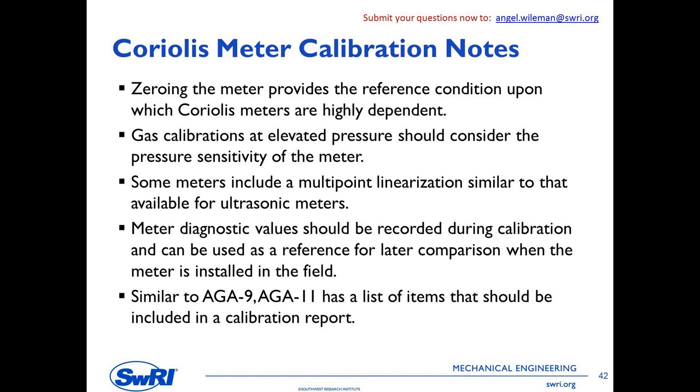Calibration notes: I just said zeroing is important, pressure is important. Coriolis meters, some manufacturers now also include the multi-point linearization. All of them include a single factor linearization. Like ultrasonic meters though, Coriolis meters have diagnostics. You should record those. The gain levels, that kind of thing, need to be taken into consideration so that later on you can tell whether the meter is still working properly. And like AGA 9, AGA 11, which applies to Coriolis meters, has a whole list of items that you should include in a calibration report.